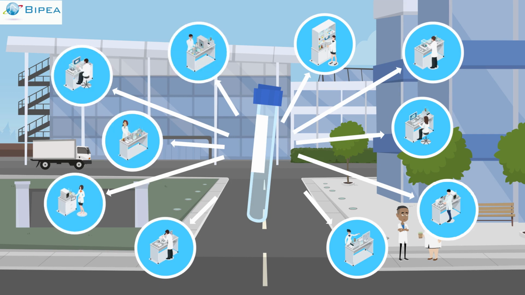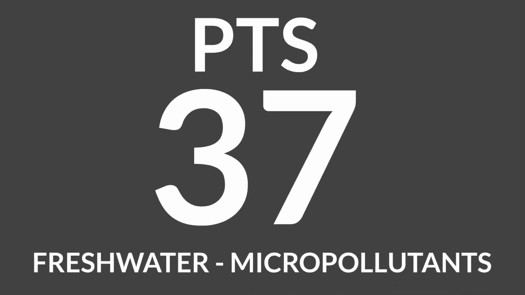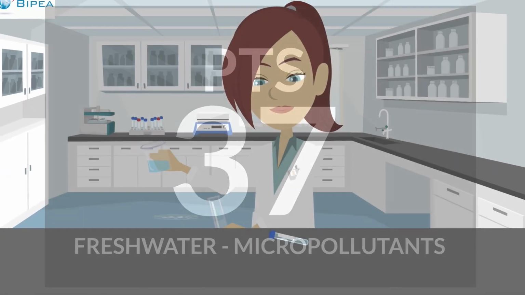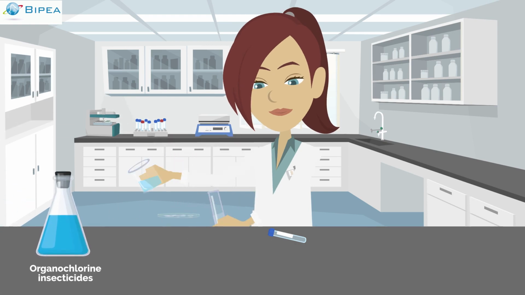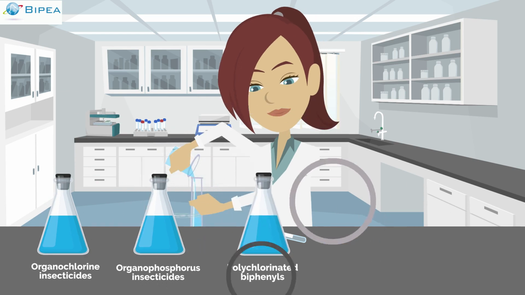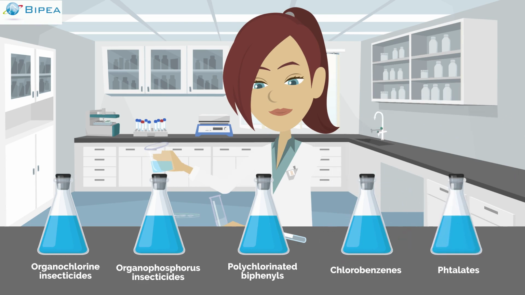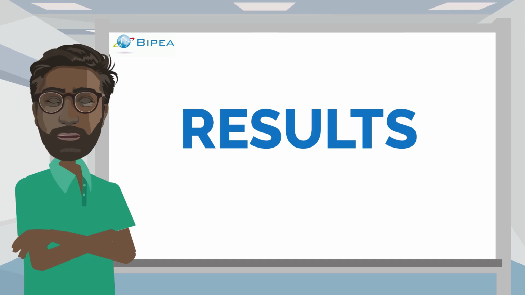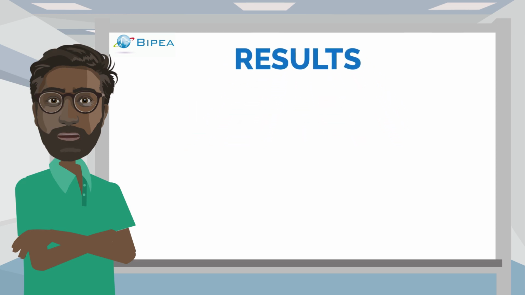In this PTS 37 freshwater micropollutants, the samples are spiked. The represented families are the organochlorine insecticides, the organophosphorus insecticides, the polychlorinated biphenyls, the chlorobenzenes, and the phthalates. Between 5 and 12 complete sets of data were obtained for these different micropollutants and were subjected to statistical processing.